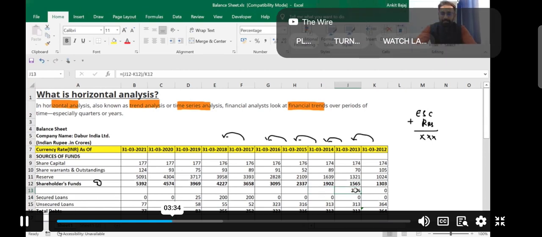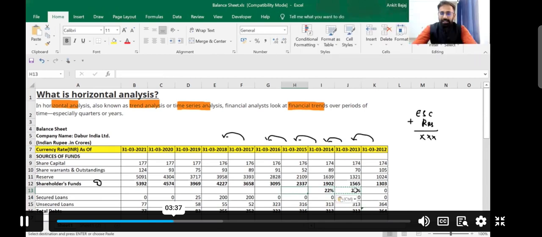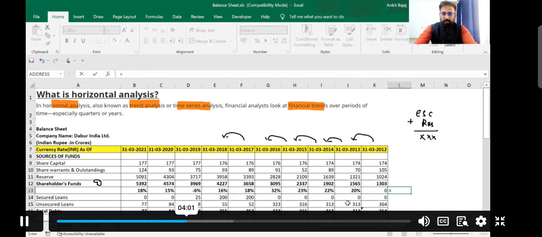Now further, if I copy these values, we will be able to see that next year there is a growth of 22%. Then next year there is a growth of 23%, then 32%, then 18%. Similarly, you can check that there is growth of shareholder fund every year, and it's good news, right? Every year on average we can see growth of 20%. If I calculate the average of growth, you can see there is an average growth of 16% in the last 10 years, right? So it's good news.